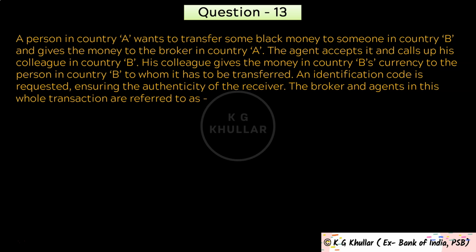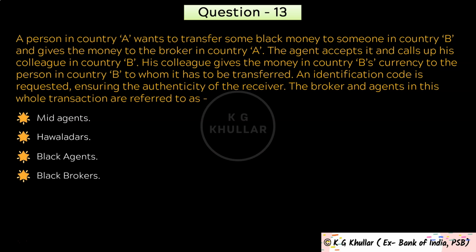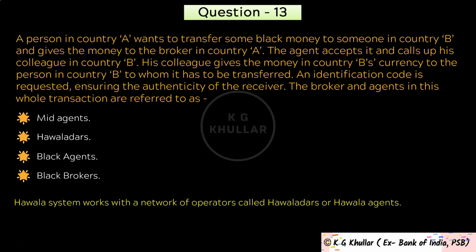The broker and agents in this whole transaction are referred to as, now these answer choices are given to you. First is mid agents, then second option is Havaladars, then third option C is black agents, and last option D is black brokers. Now friends, please note Havala system works with a network of operators called Havaladars or Havala agents.